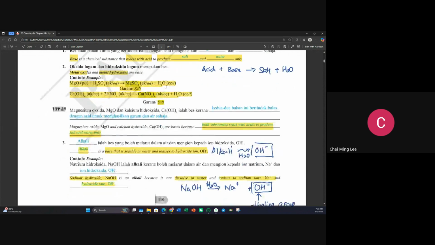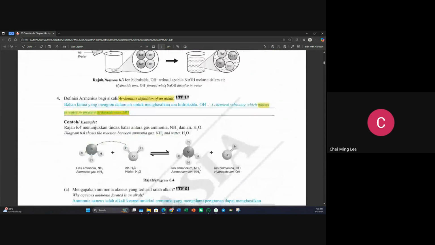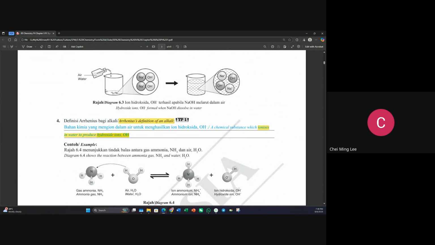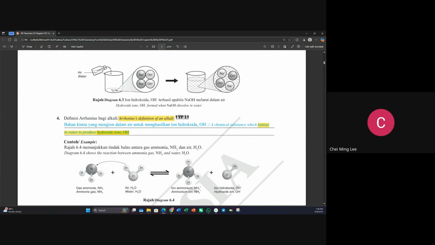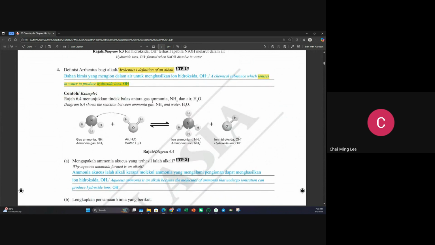Okay, let's continue. This is how it happens. Like the salt is there, you add water, so it breaks up into ions. Very easy. So, the Arrhenius definition of an alkali: it is a chemical substance that ionizes in water to produce hydroxide ion. As long as it produces hydroxide, it is considered an alkali.